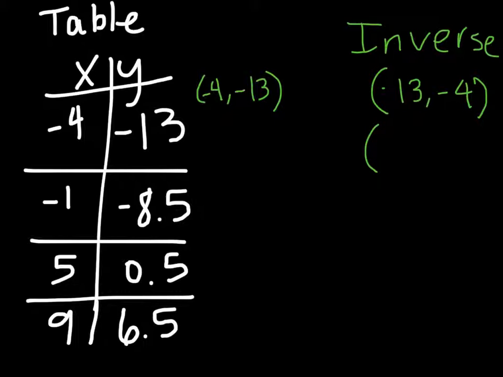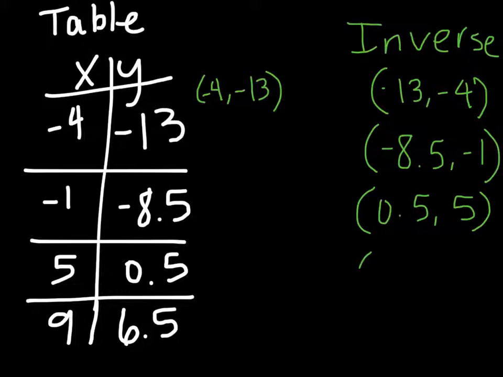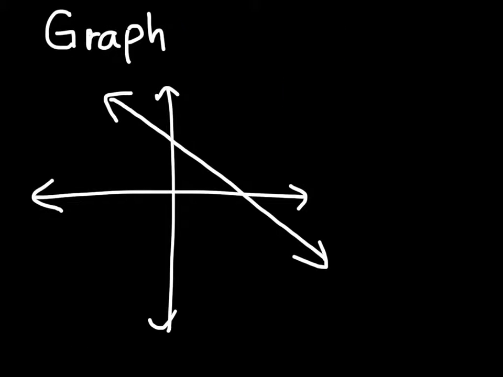Another ordered pair would be (-8.5, -1). Another ordered pair would be (0.5, 5). And another ordered pair would be (6.5, 9). All I've done is replace the x with the y, exchange them for each other.